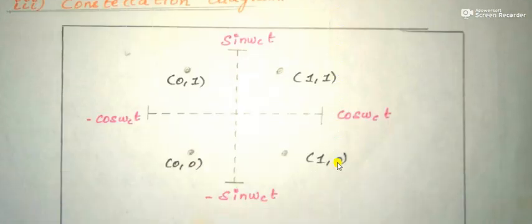Constellation diagram. If it is 1 1, both positive, the tie bit will occur at this point, 45 degree. If one is positive and another one is negative, the tie bit will occur at 135 degree. If both are negative, the tie bit will be at minus 135 degree, and if one is positive and the other is negative, the tie bit will occur at minus 45 degree.